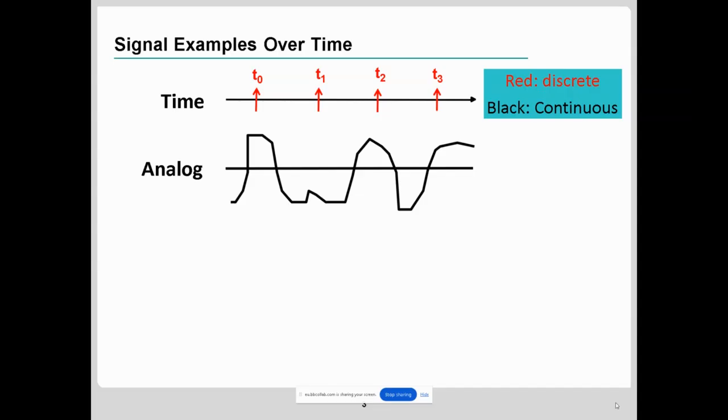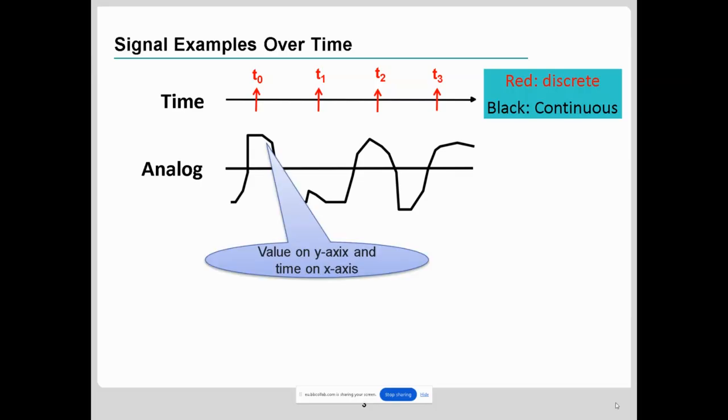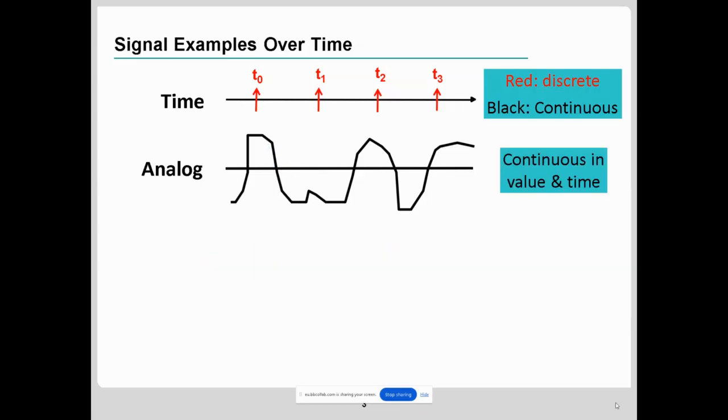Now we have a value. Is the value continuous or discrete? Continuous. So the value is also continuous. And what about time? Time is also continuous. Value is on the y-axis. The value is continuous, and the time is also continuous.